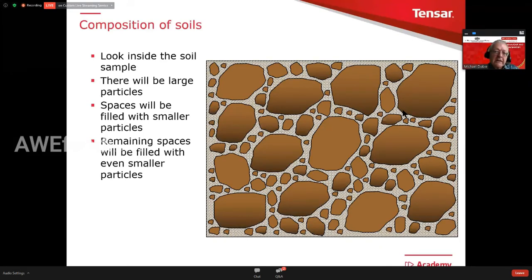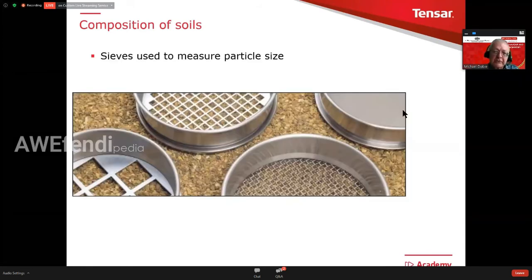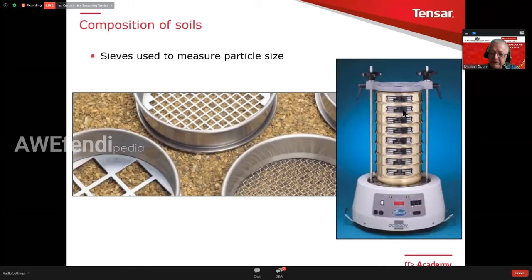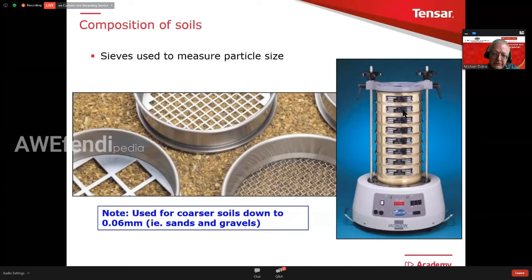And a very nice way to summarize that data is to carry out what we call a sieve analysis, where we use sieves like this. These are very nice clean ones because they're in the catalogue. We pass the soil through them to find out the arrangement of the different particle sizes. And if we're lucky, we have a thing called a sieve shaker to do it. Now, sieves are used basically for the sands and gravel.